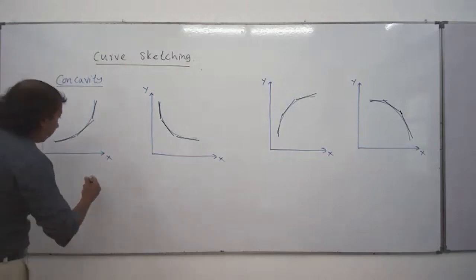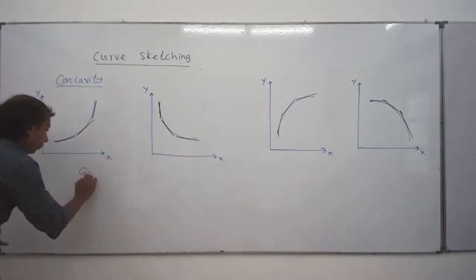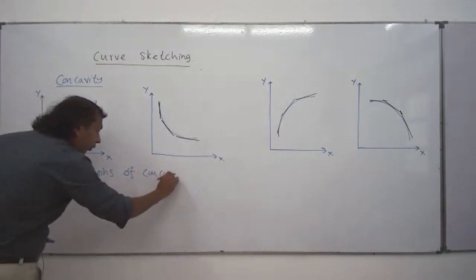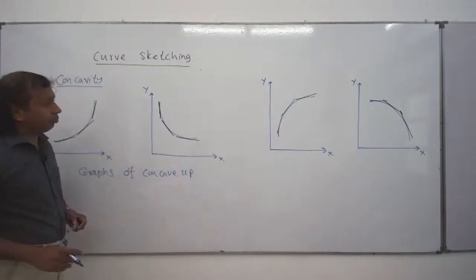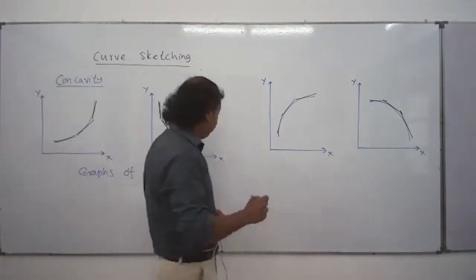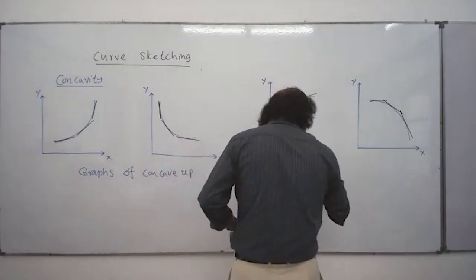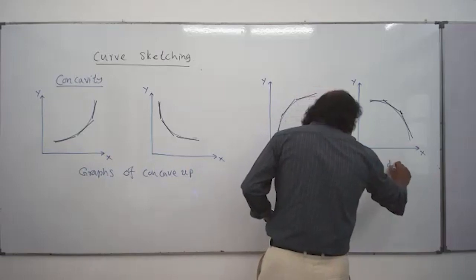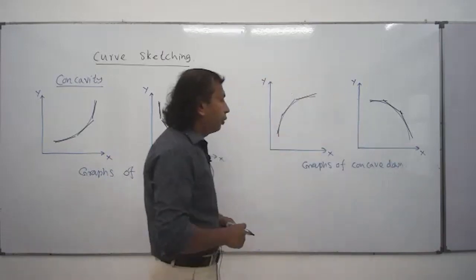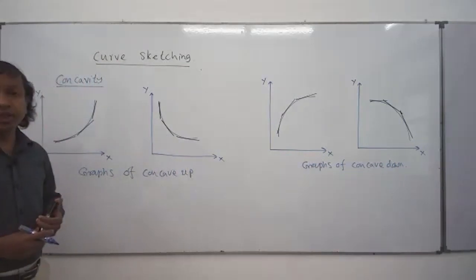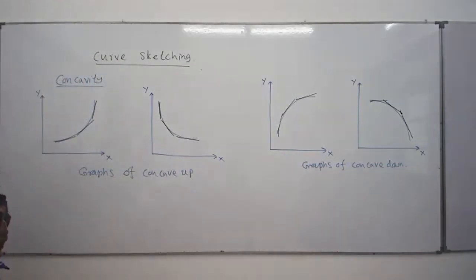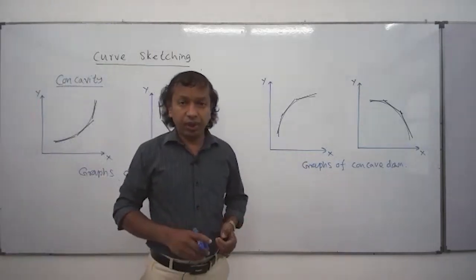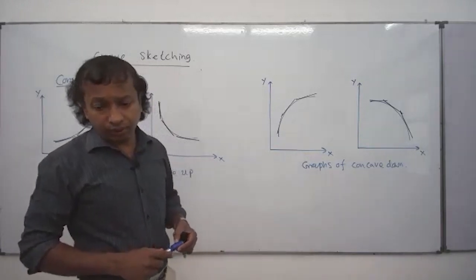This is concave up. Here, graphs of concave down. Concave down graph means the graph lies completely below the tangent. They are the two basic concavity shapes that we must understand at the beginning of this part. Okay, concavity.